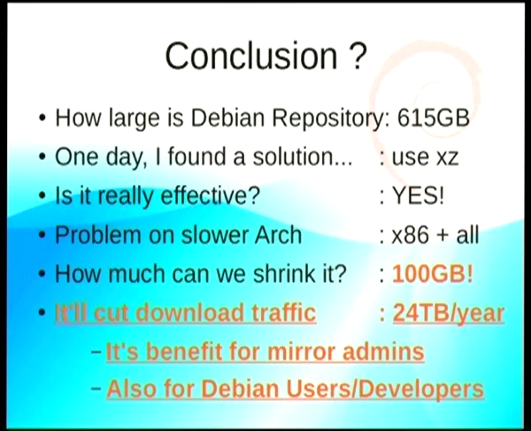I think it's effective, the number says. The problem on slower architectures can be avoided. We will apply it to the Intel and AMD architectures, plus architecture-all. And we can cut the 100 gigabyte archive, and we can cut the 24 terabyte download traffic. It's a benefit for mirror admins, Debian users and Debian developers.